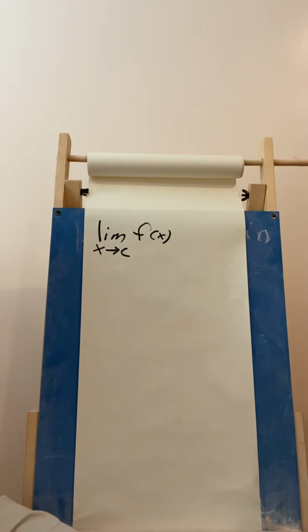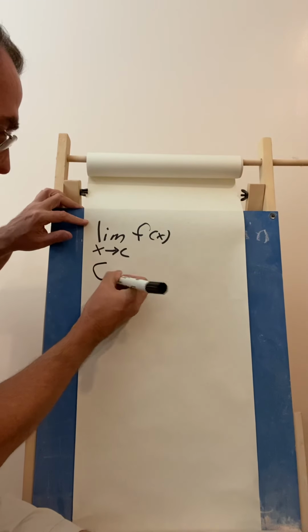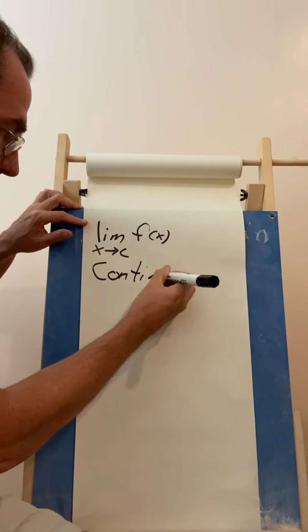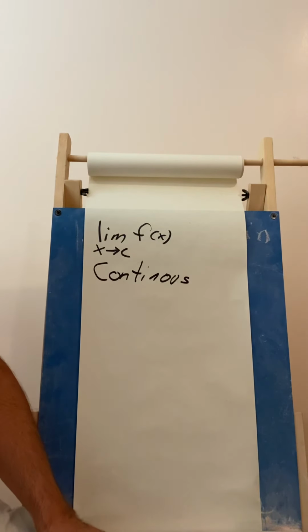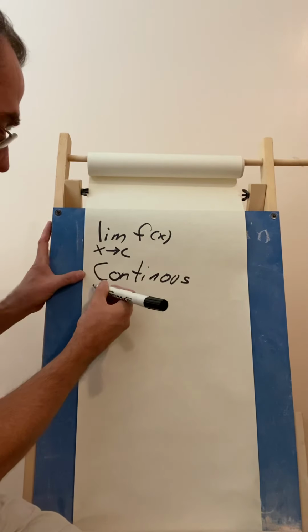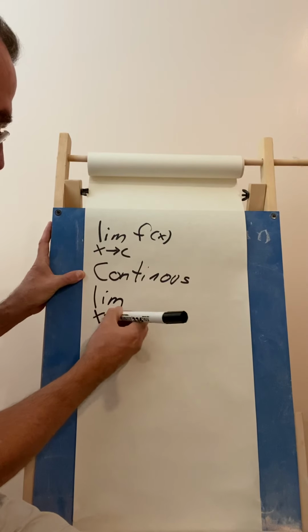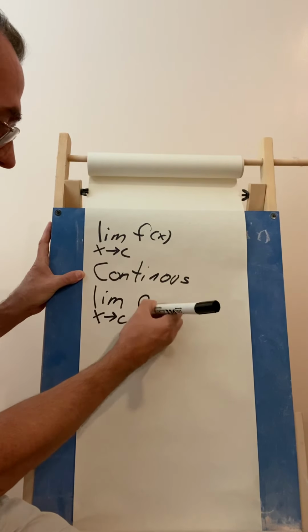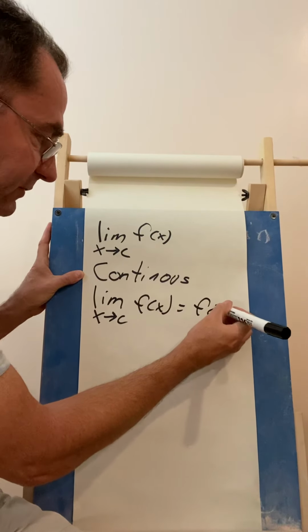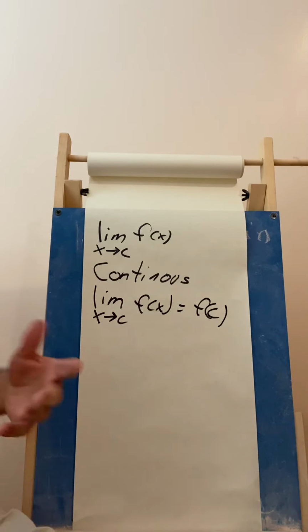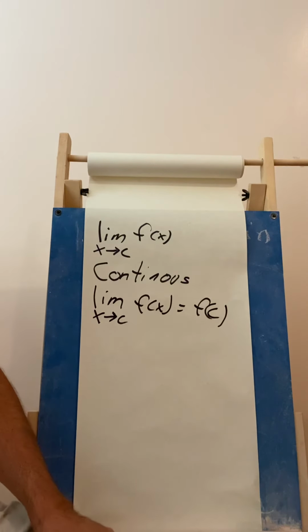Now, if a function is continuous, and we're going to learn more what this word means, but for now, let's just think of it as a function that if you graphed it, there would be no lines, breaks, or gaps. So if a function is continuous, then the limit as x approaches c of f of x is in fact equal to f of c. The limit is the same thing as the function, if it is continuous.